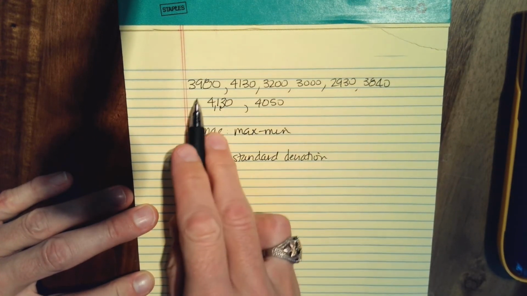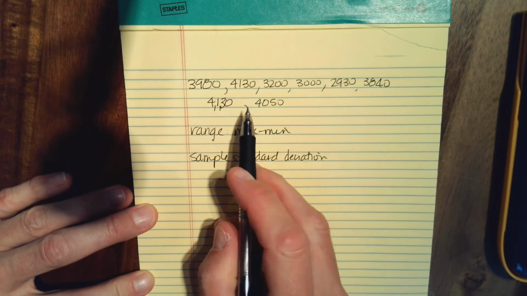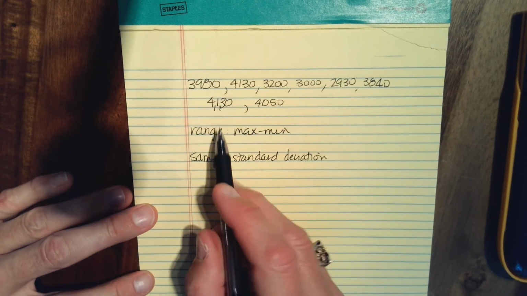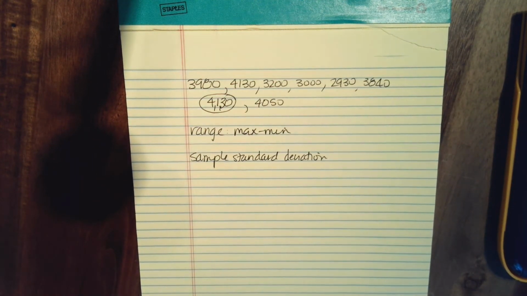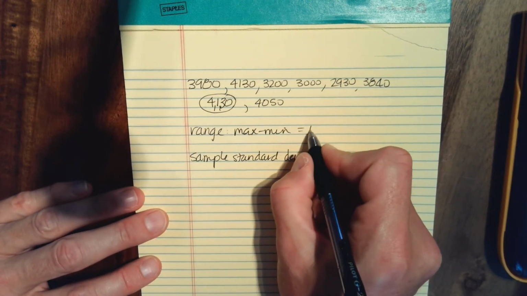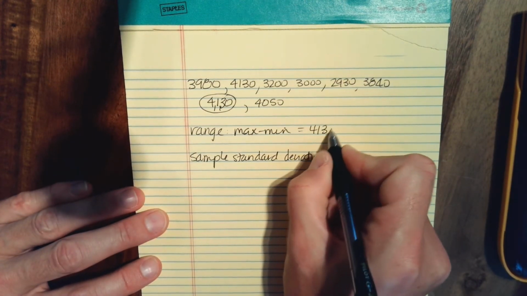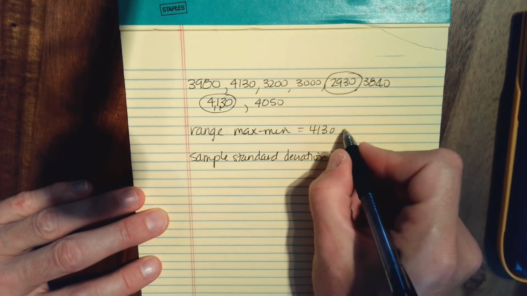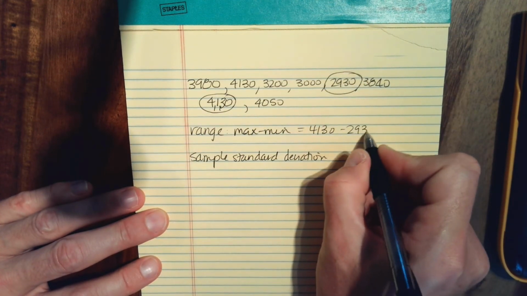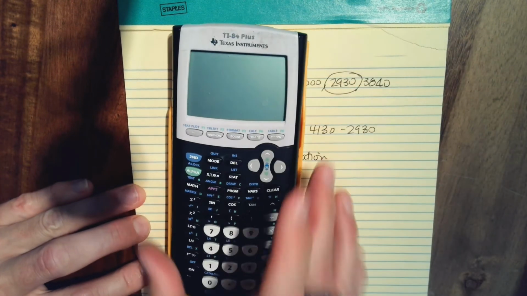So the largest data value here, let's look through. I guess there's a repeat here. There's 4130. Just double check to make sure I copied that down correctly. Yep, 4130 repeats. So that's the maximum, 4130. And the smallest value, I think it's this guy here, 2930. So minus 2930.